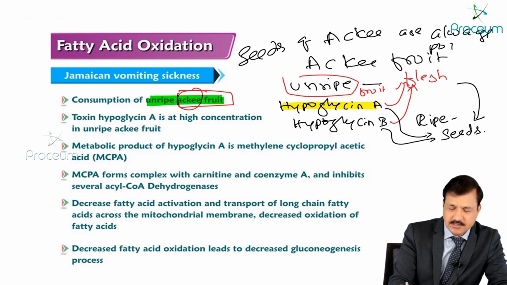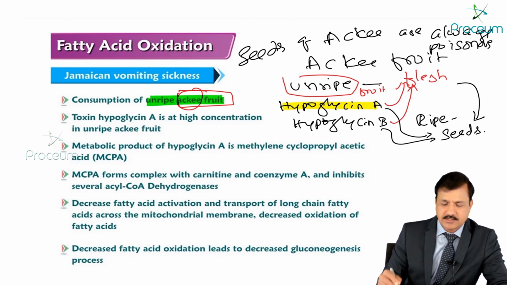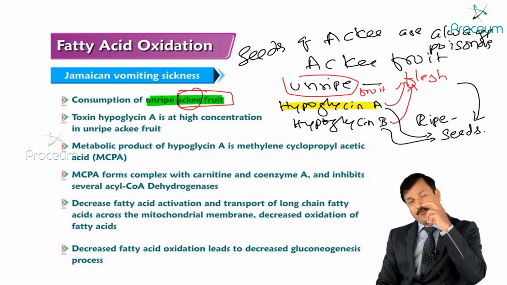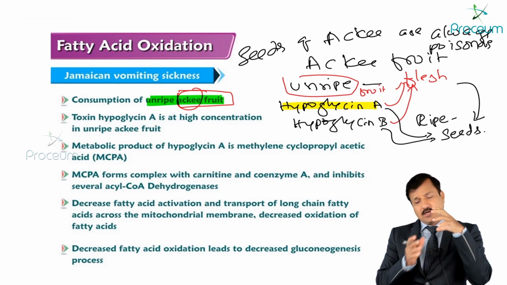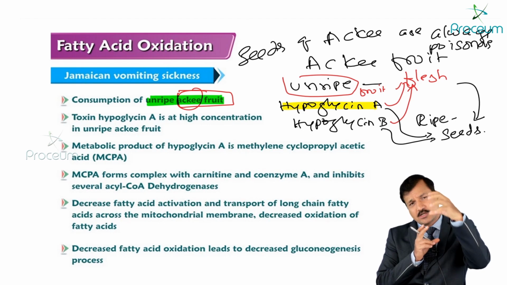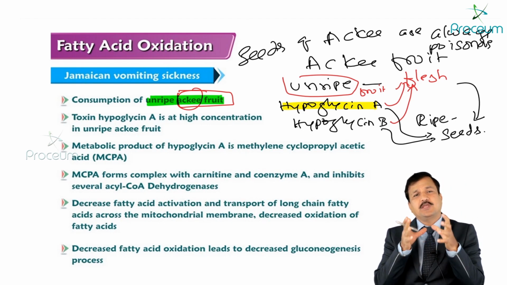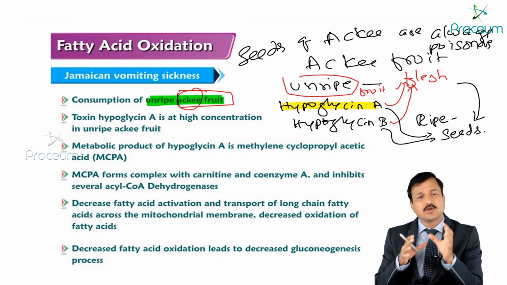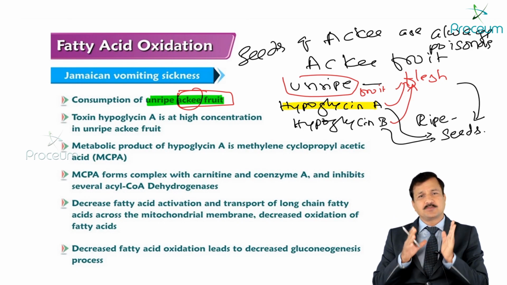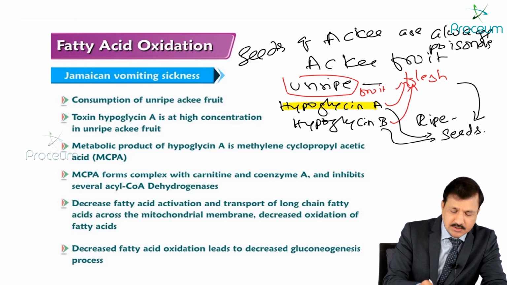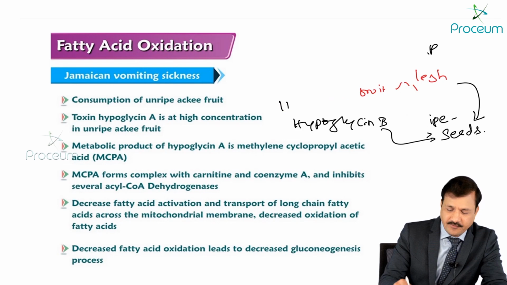Always poisonous, because they always contain hypoglycin A and B, whether ripe or unripe. But when the fruit ripens, the hypoglycin A and B, which is also there in the flesh, will move into the seeds. So that means it is safe to consume the flesh of ackee fruit only when it is ripened. That's my point.